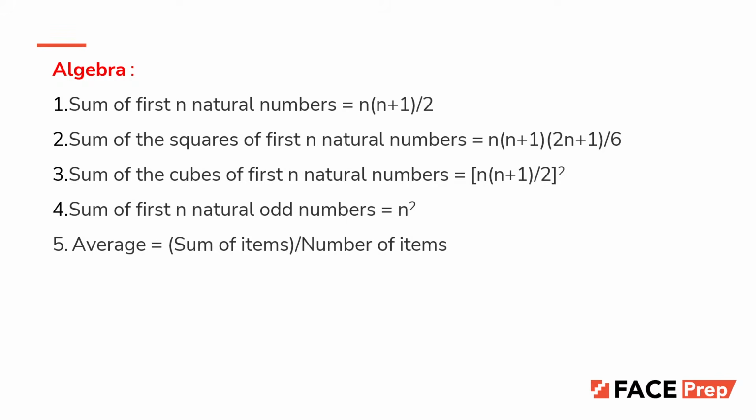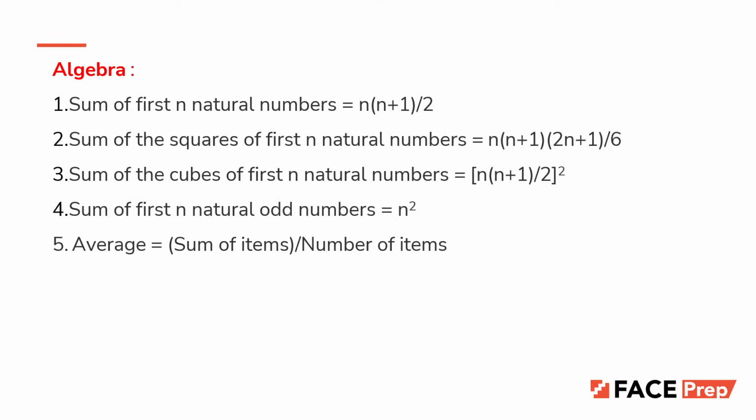The first one given here is the sum of the first n natural numbers. Here we may know how to go about solving the sum of n natural numbers. The formula given here is n into n plus 1 divided by 2, where n is the nth term which we are going to add.